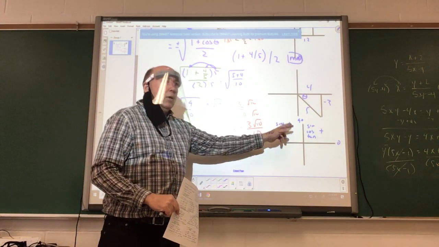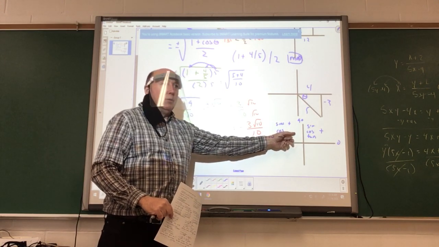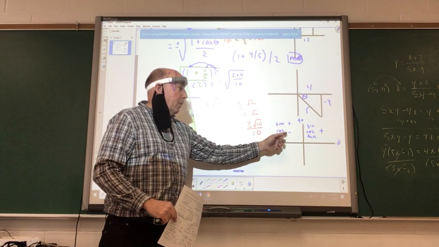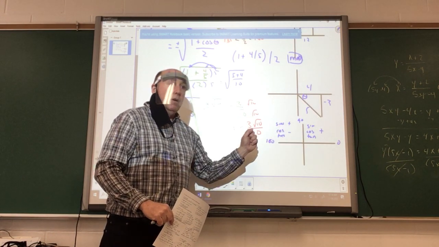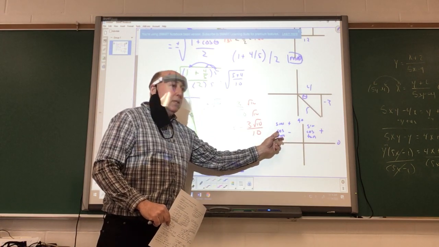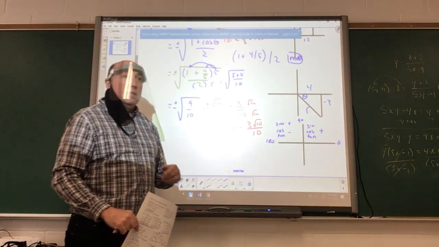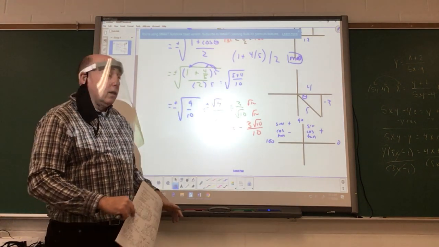Think about a triangle in that quadrant. My opposite's positive, my hypotenuse is positive. So my sine will be positive. My adjacent is negative, my hypotenuse is positive, so I have a negative cosine. My tangent, my opposite is positive, my adjacent is negative. So positive over negative is going to give you a negative.